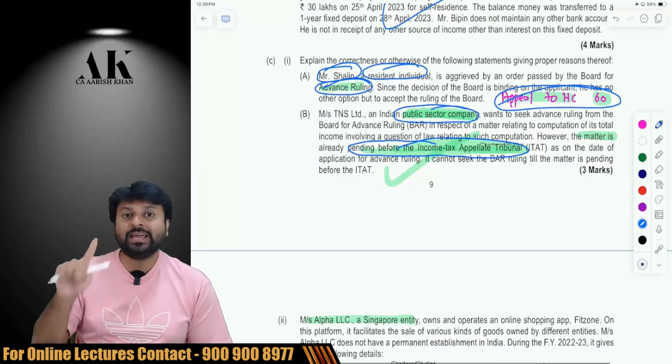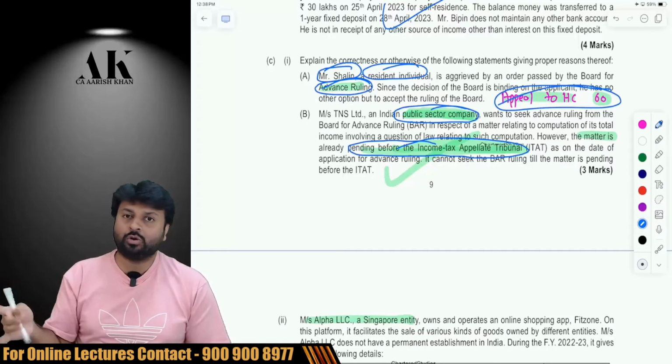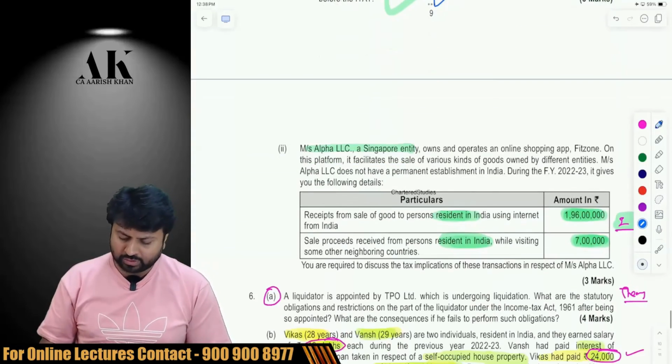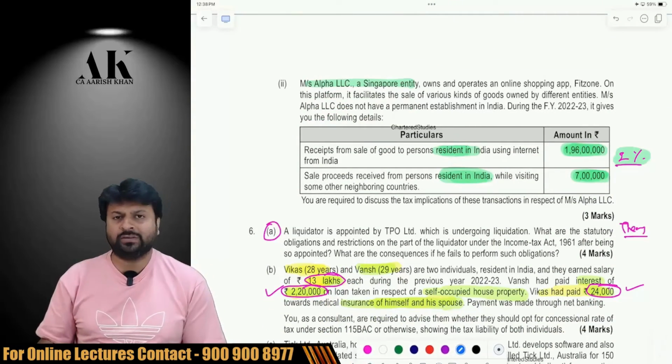Advance ruling. But if their case is pending in front of the High Court or Supreme Court, they cannot go. In this case, it is pending in front of the ITAT, therefore they can go for what? Advance ruling. There is no harm in that. Next one is based on equalization levy.